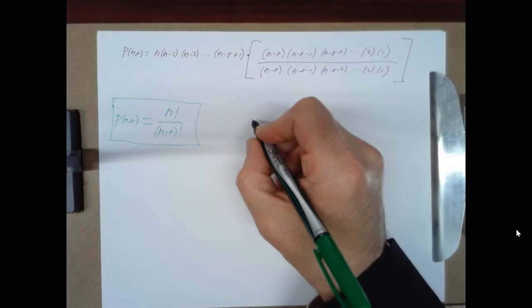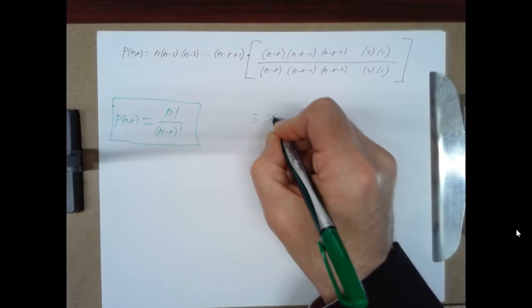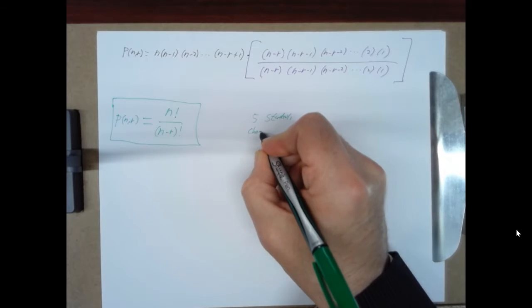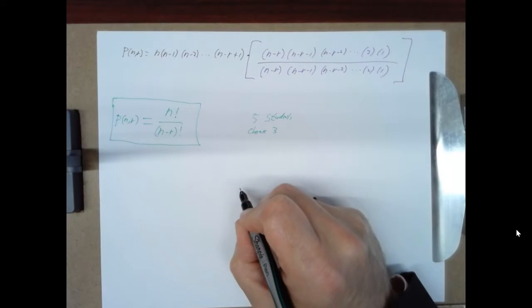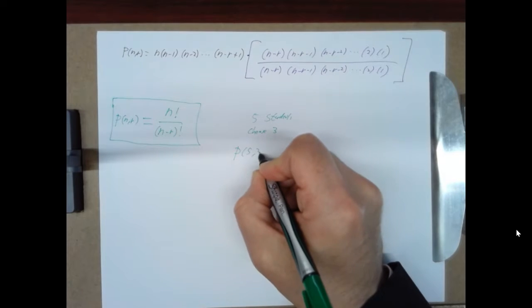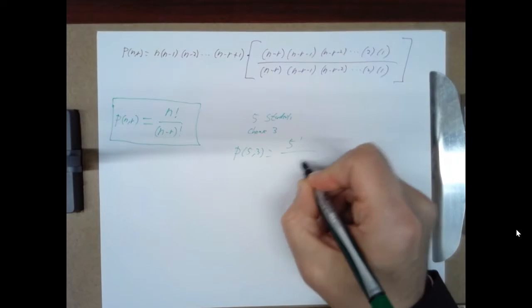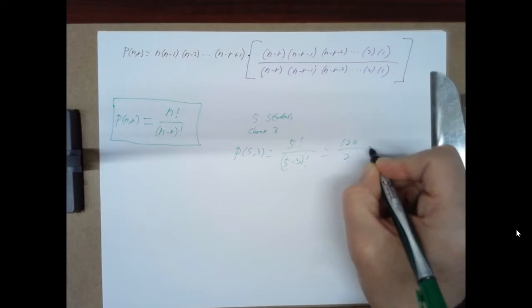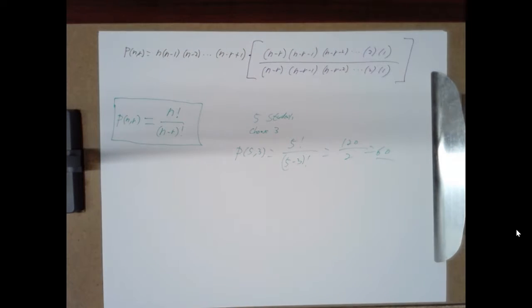So now if we have 5 students and we want 3, P of 5, 3 is 5 factorial over 2 factorial. So there's 60 ways to put 3 students in line.